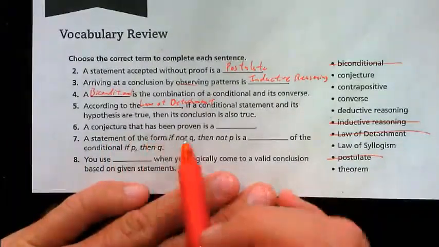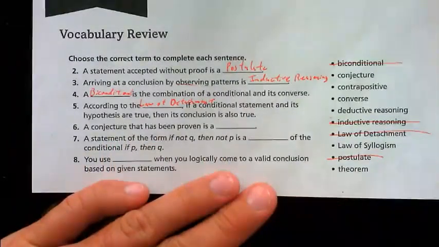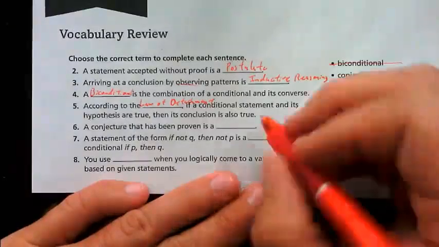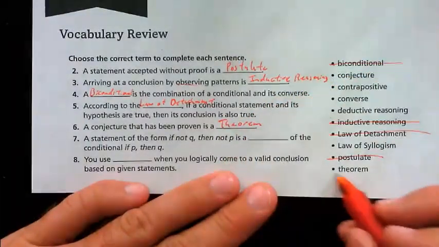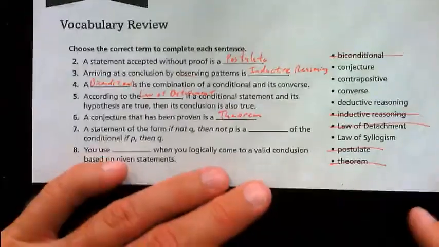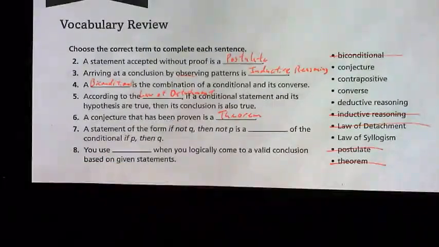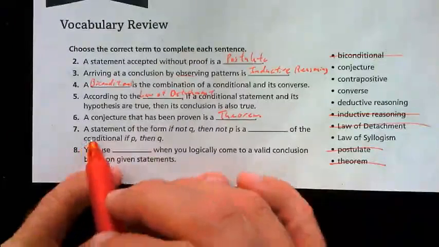A conjecture that has been proven is now a theorem. So again, theorem is after you've proven a conjecture, it becomes a theorem. So you use a proof to come up with theorems.